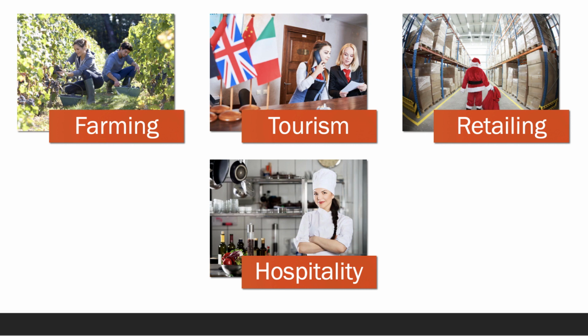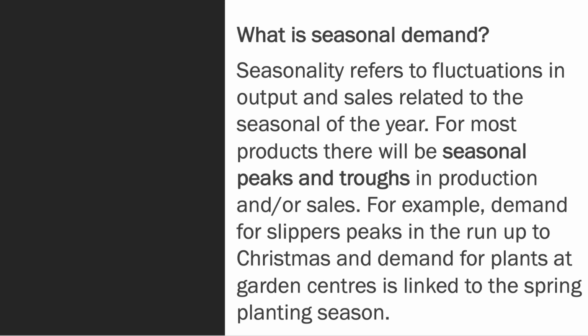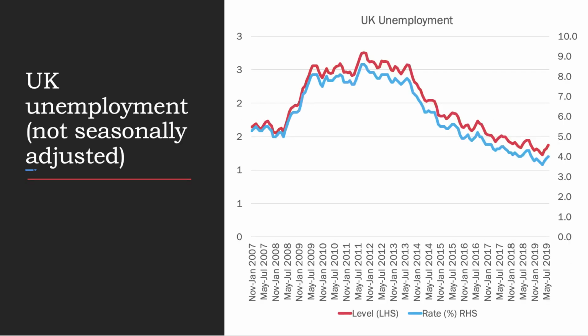Seasonal labour demand because there is seasonal demand fluctuations. Output and sales are often seasonal. For example, there will be seasonal peaks and troughs in the production of slippers in the run up to Christmas. The demand for plants at garden centres is linked to the spring planting season. The seasonality of demand leads to regular, in many ways predictable changes in employment in certain industries.